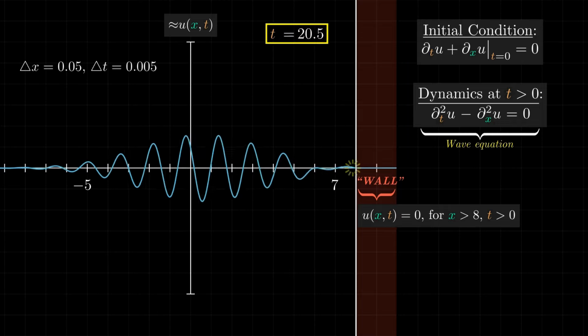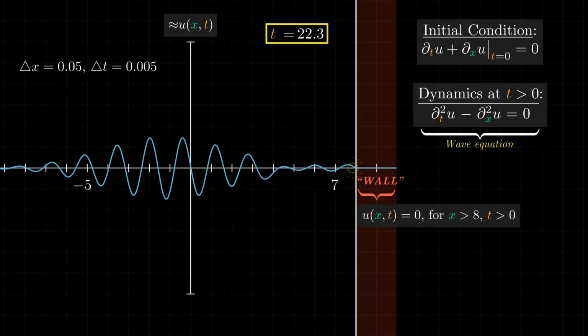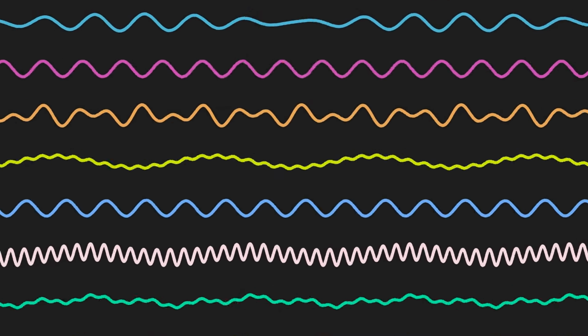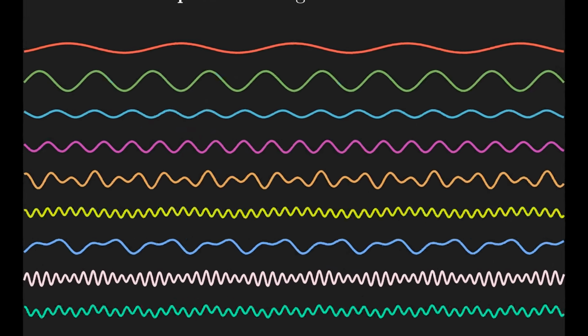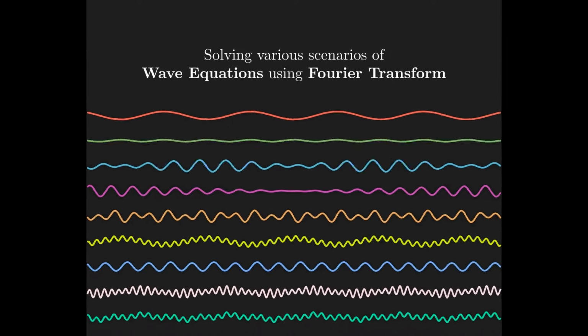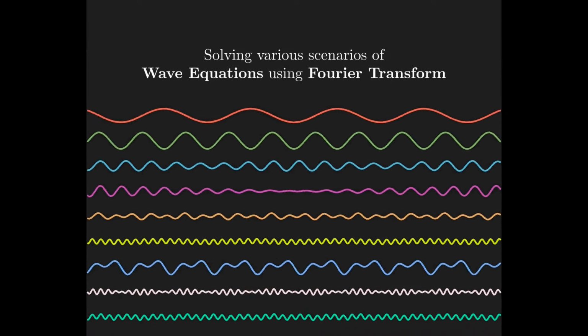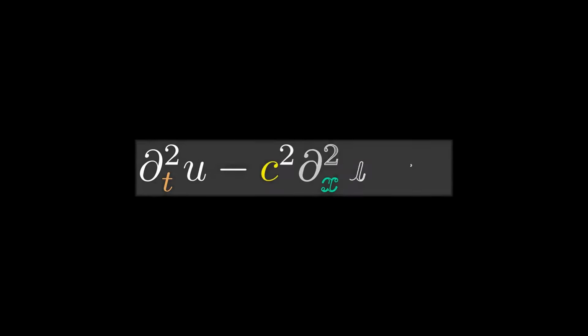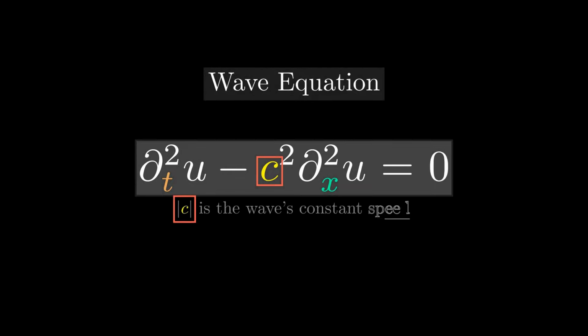Okay, so how do I make this numerical simulation using Fourier Transform? We will learn about solving various scenarios of wave equations using Fourier Transform. The general wave equation has a coefficient c squared in front of the x partial derivative. The absolute value of c is called the wave's constant speed. The wave will travel at a constant velocity c.